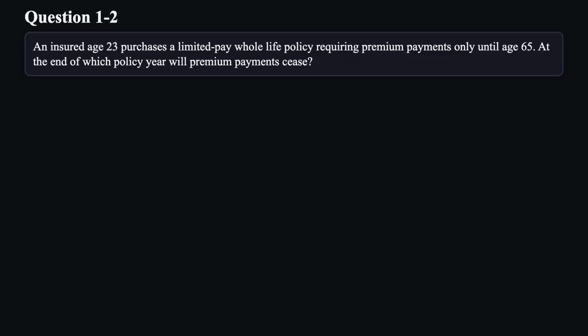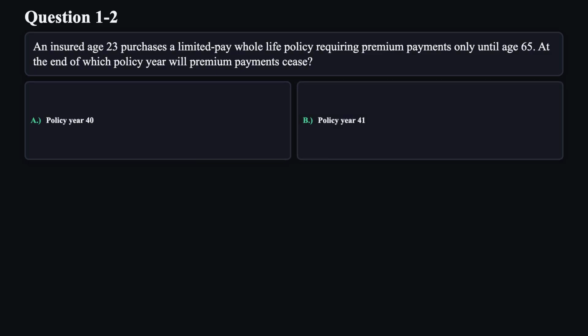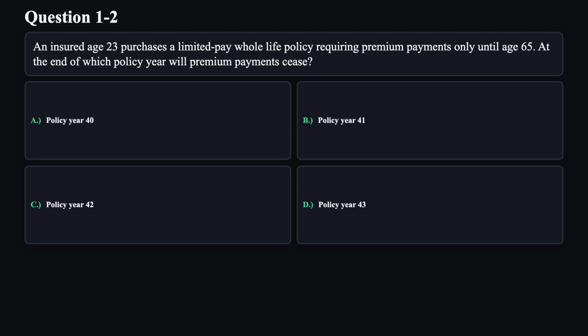Question 2. An insured age 23 purchases a limited pay whole life policy requiring premium payments only until age 65. At the end of which policy year will premium payments cease? A. Policy year 40. B. Policy year 41. C. Policy year 42. D. Policy year 43.